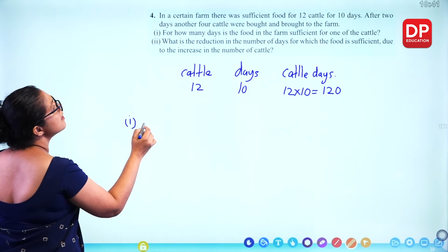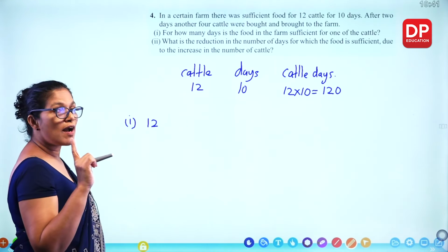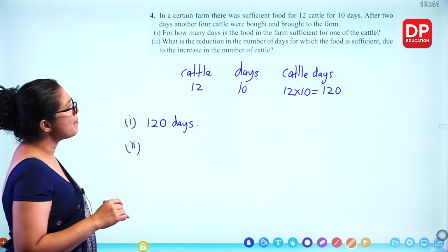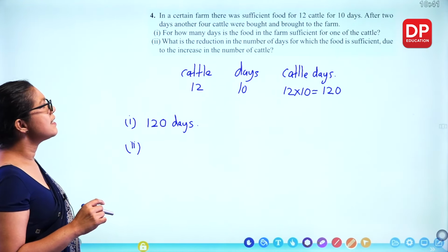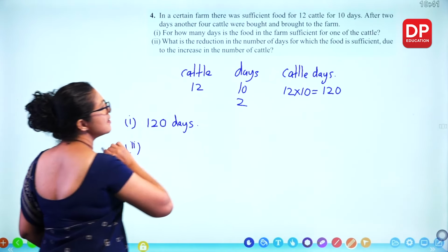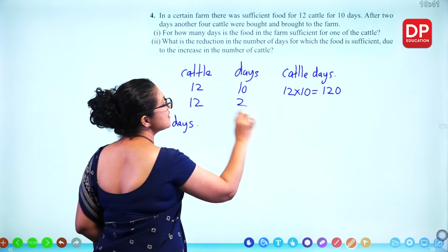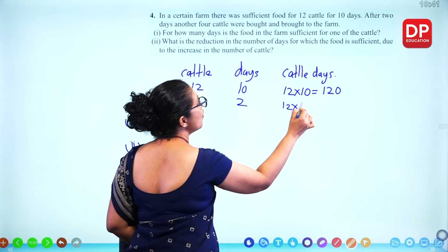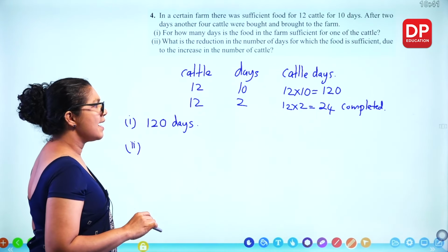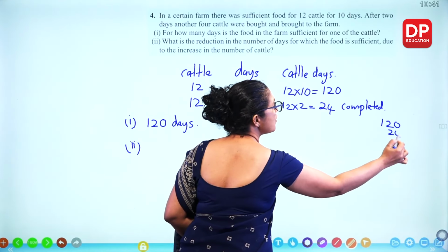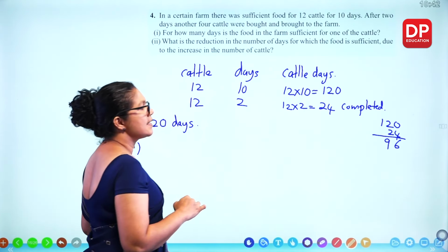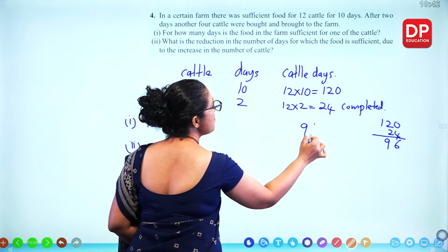So here first part, how many days for one cattle? 120 days. Then the second part, what is the reduction in the number of days for which the food is sufficient due to increase in the number of cattle? Now after 2 days, another 4 cattle were bought. Now 2 days completed with 12 cattle. So what's the value? 12 times 2, 24 completed. So how many remaining days are there? 120 altogether, 24 already completed. So subtract these two, you get 96. So 96 cattle days remaining.